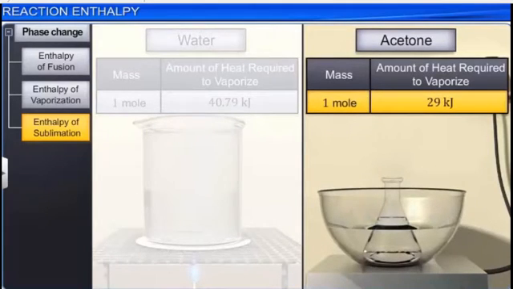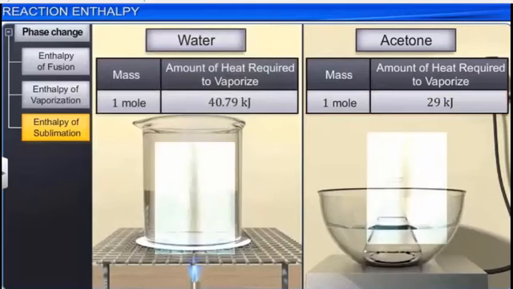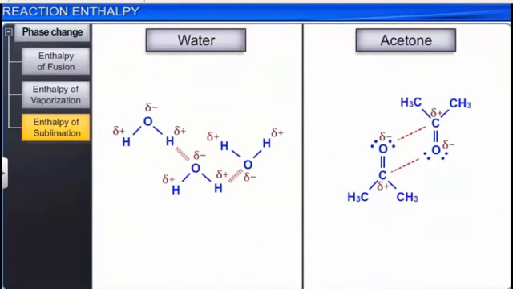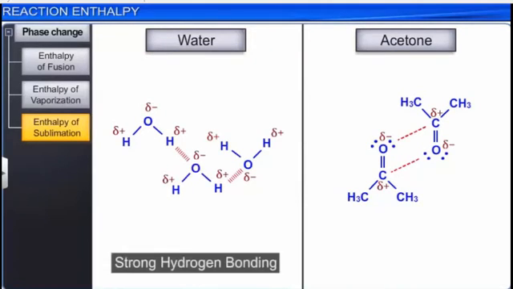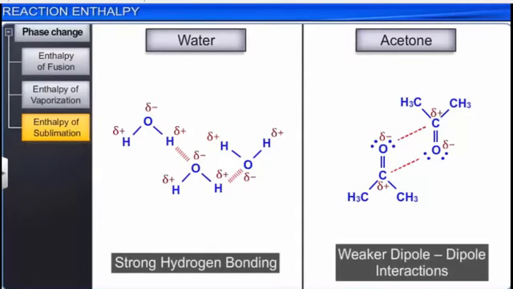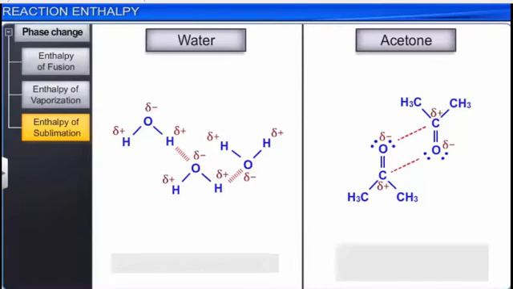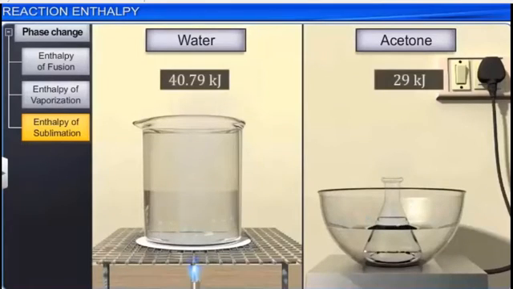This can be explained in accordance with the fact that the water molecules are held together in the liquid state through hydrogen bonding, while the acetone molecules are held together only through weaker dipole-dipole interactions. Thus, it requires less heat to vaporize 1 mole of acetone than 1 mole of water.